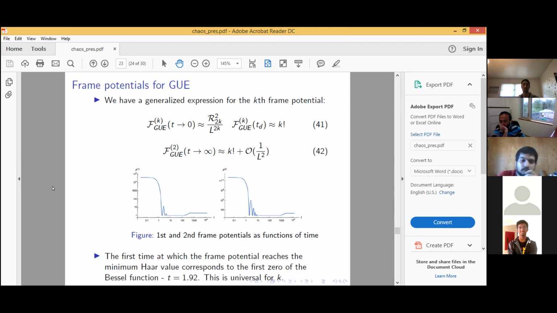Yeah. So as we see here, near the dip time, the frame potential again is seen to oscillate. So this is F1 and this is F2. So the first time at which the frame potential reaches the minimum Haar value, that corresponds to the first zero of the Bessel function, and that's at t equal to 1.92.